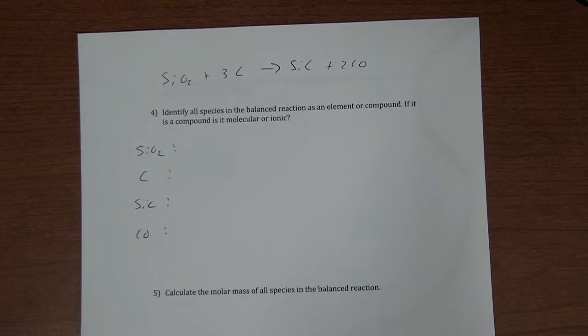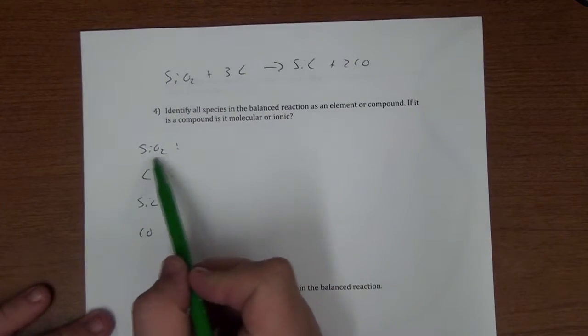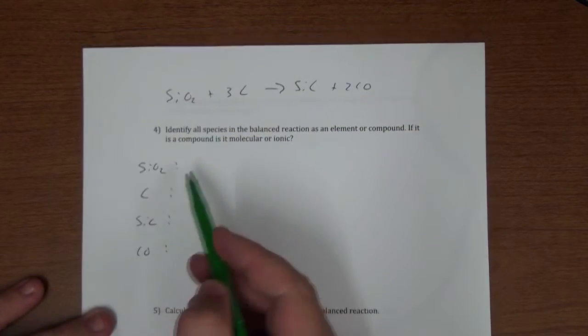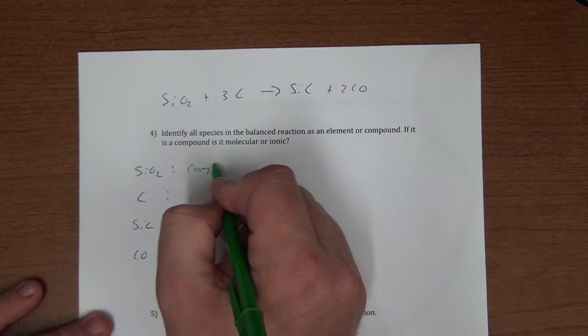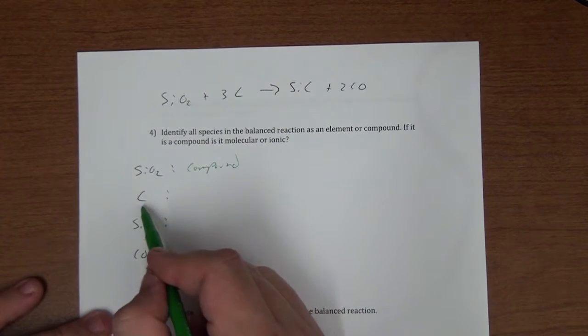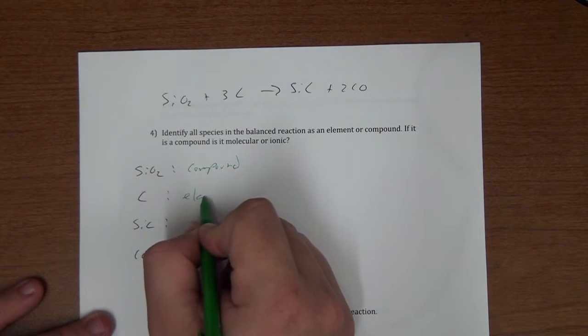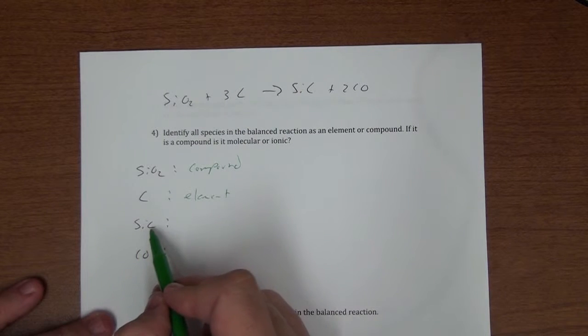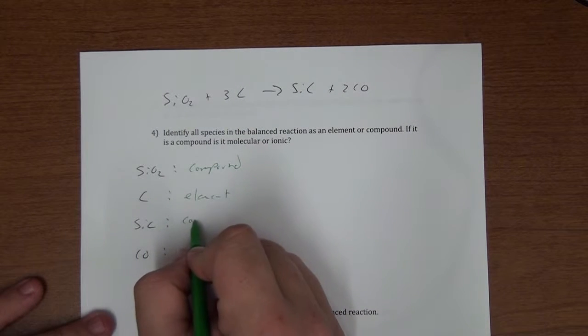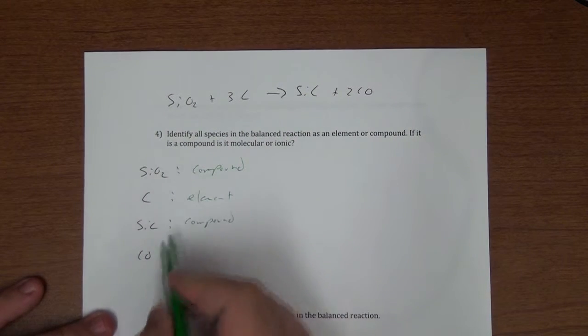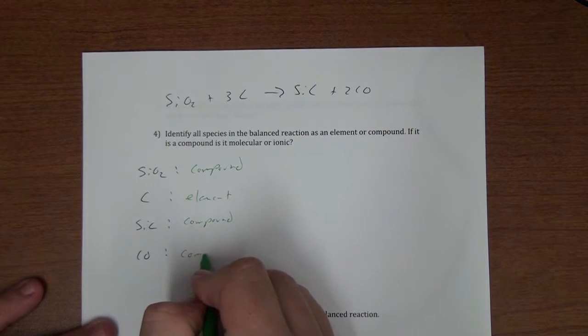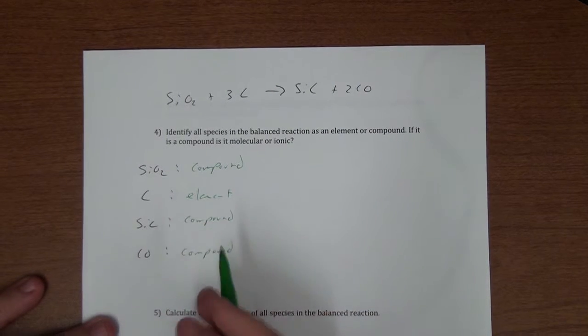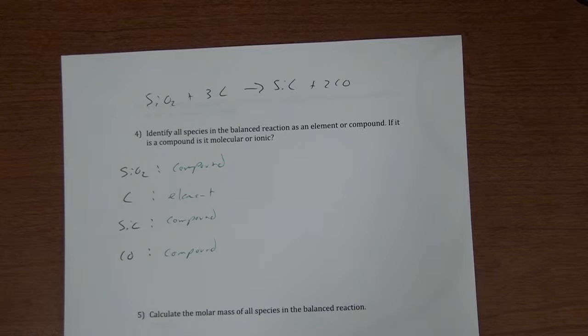So the first part, is this an element or a compound? This is a mixture of two elements, so this has to be a compound. Carbon is by itself, so that's an element. Silicon carbide is 2 elements, so that's a compound. And carbon monoxide is also more than 1 element, so that is a compound.